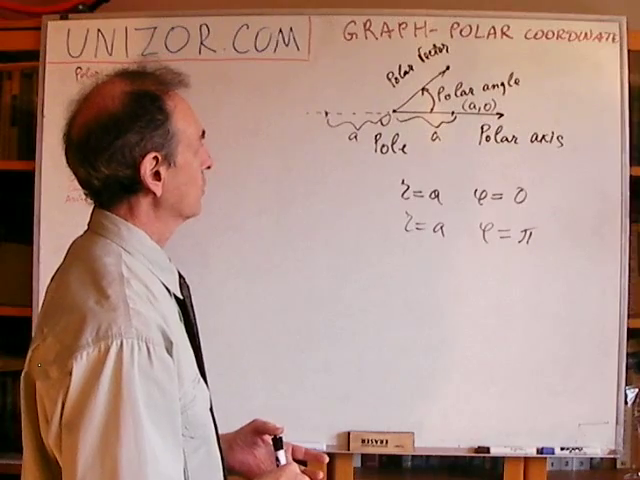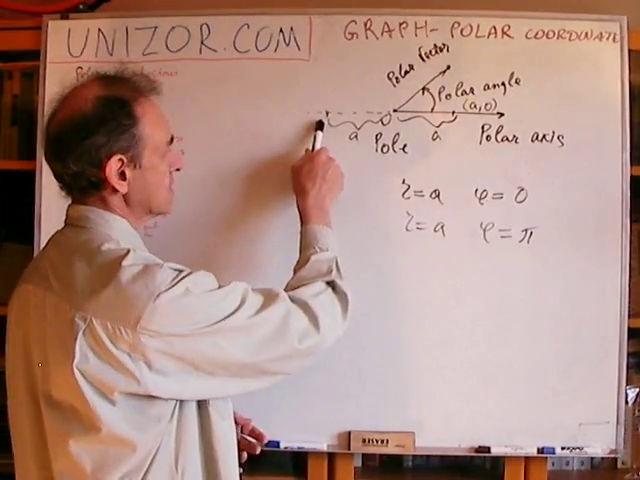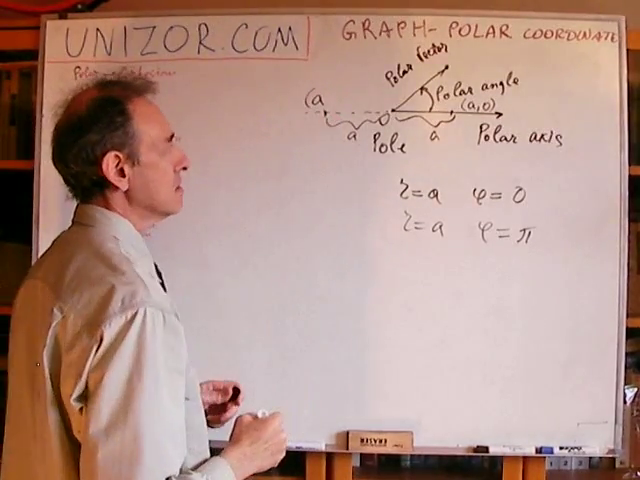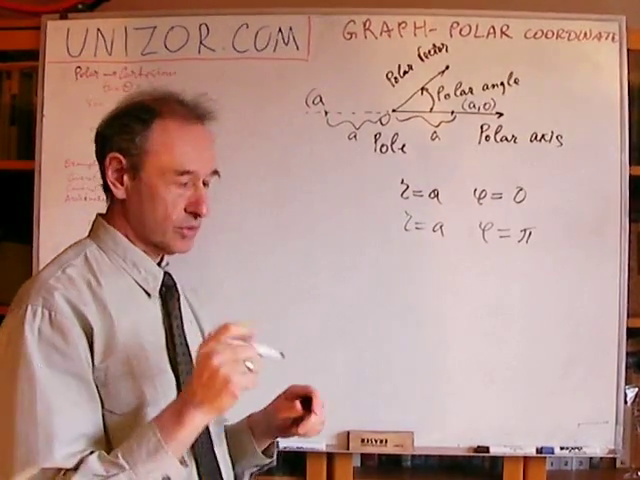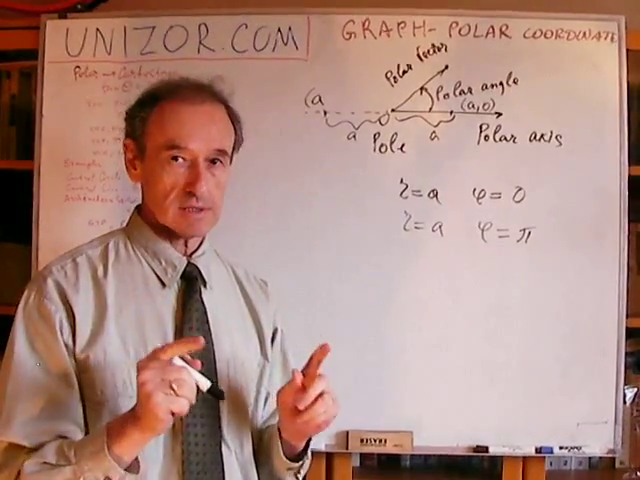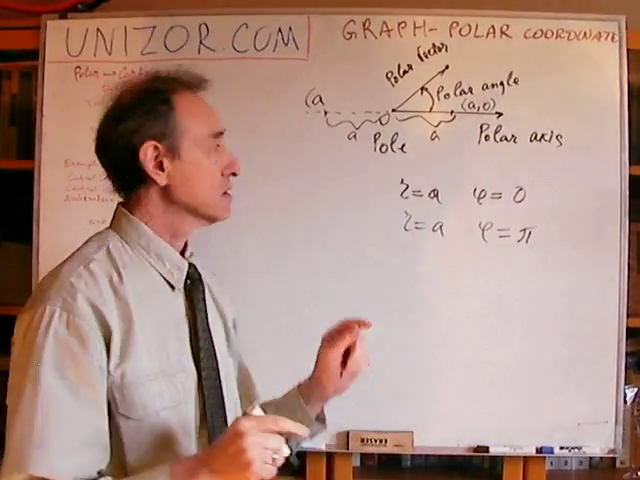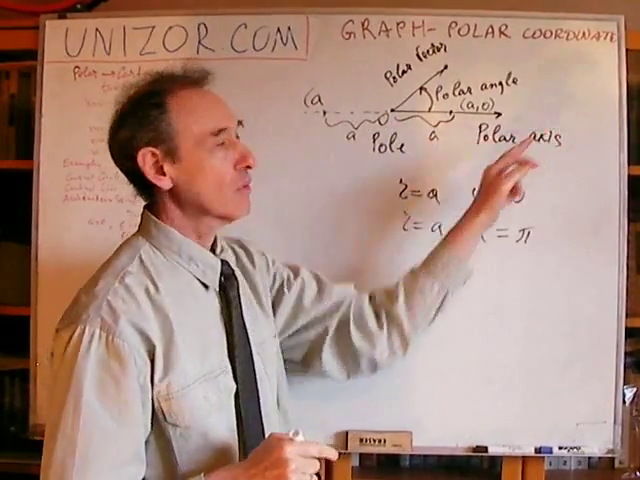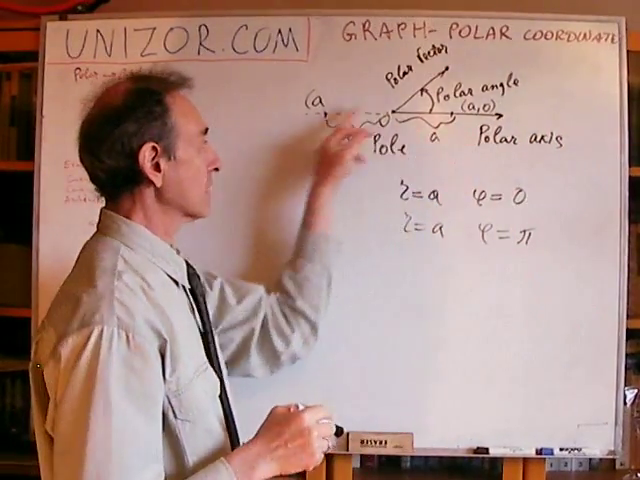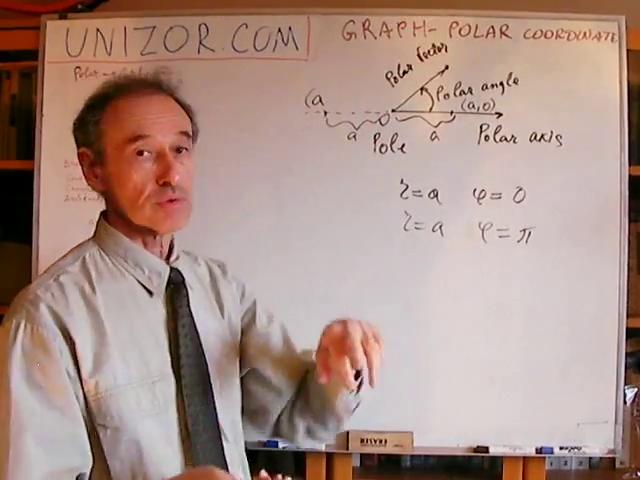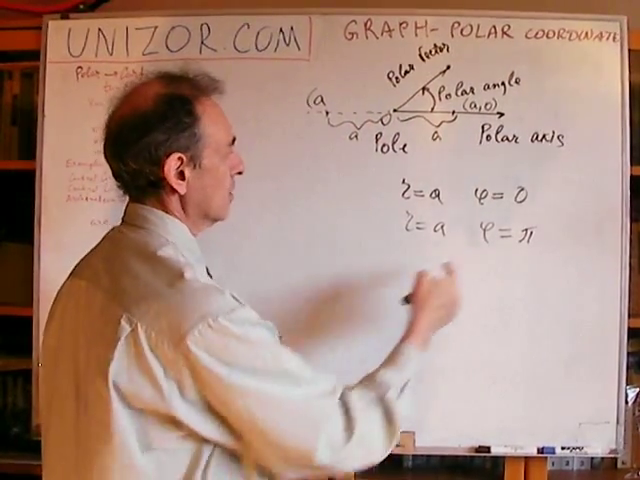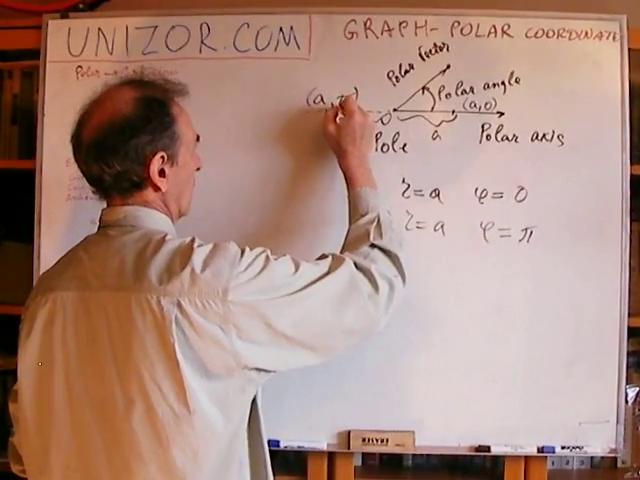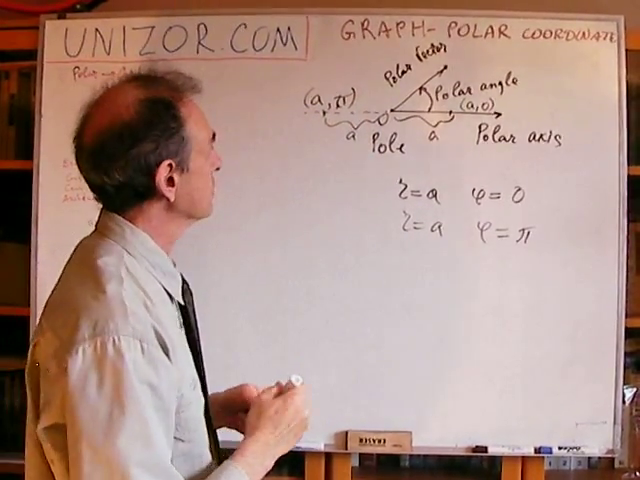All right, so as I was saying, coordinates of this point are the same a. Note, this is a distance which is always positive. There is no negative direction on this particular axis. This is only one positive direction, so everything else is achieved through turning, in this case, by pi. So that's coordinates of this.